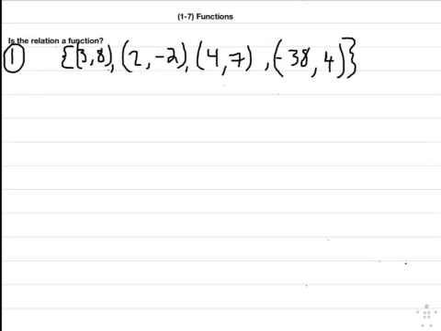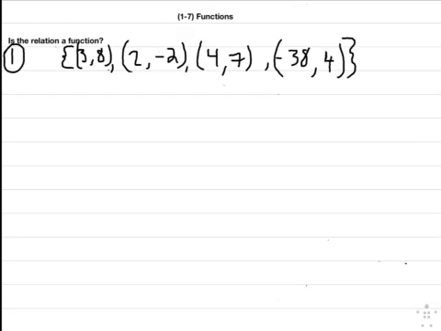So, what is a function? Well, a function is a very special kind of relation, right? So it's like a relationship between these numbers in our ordered pairs, right? But it's a special kind of relationship. And how is that relationship defined?